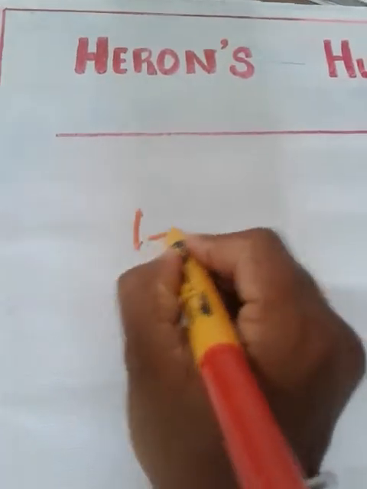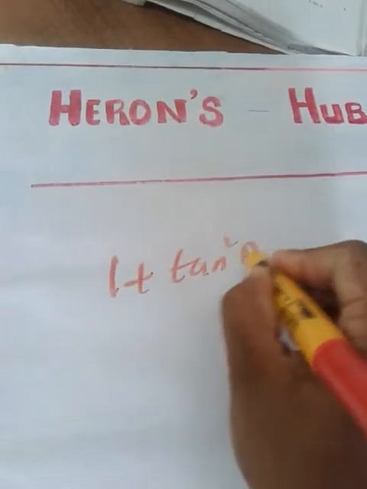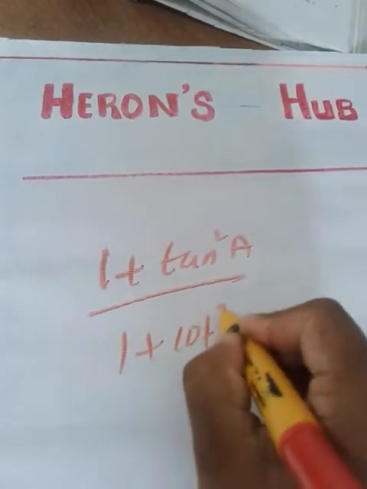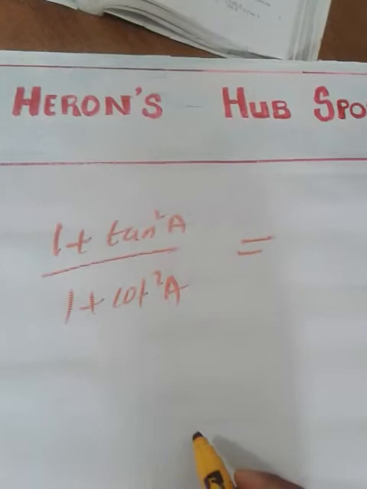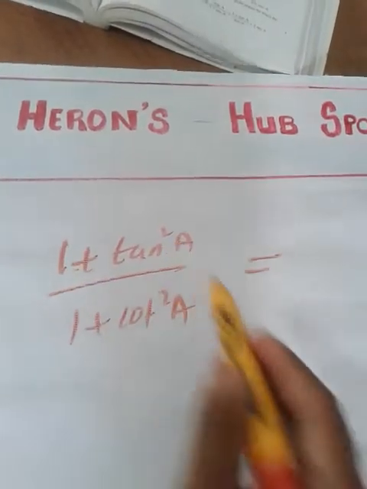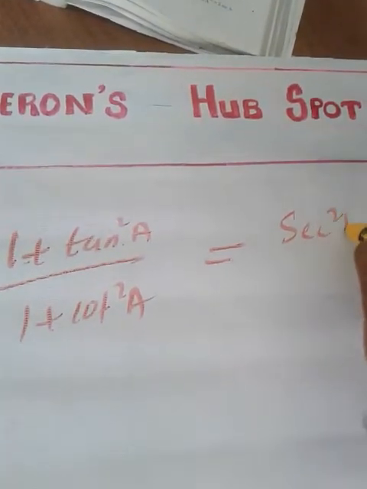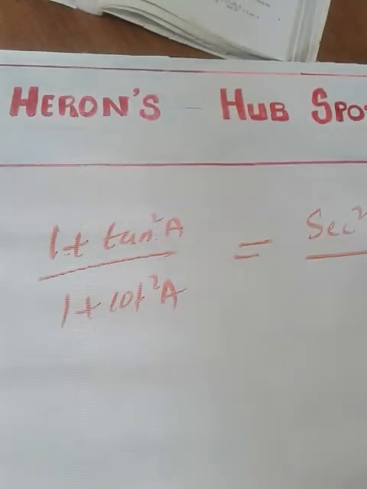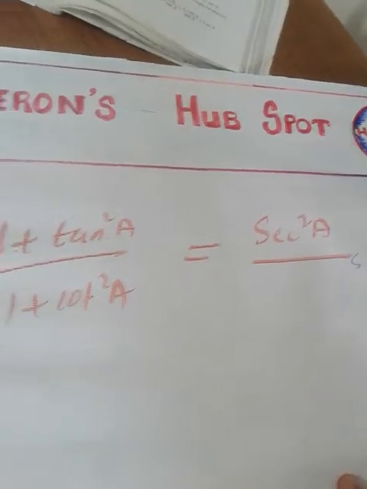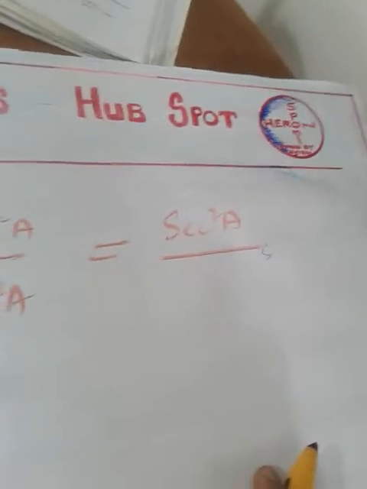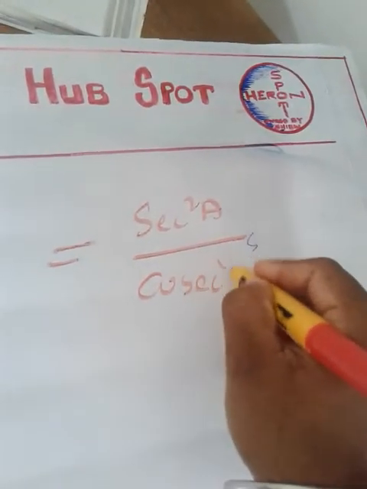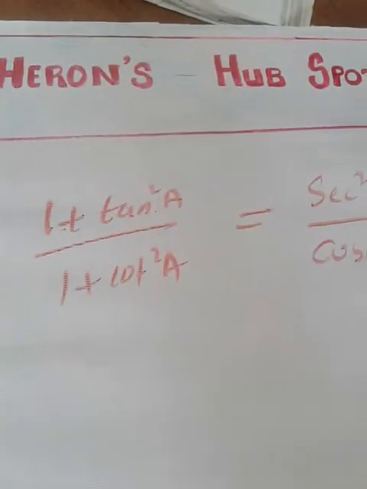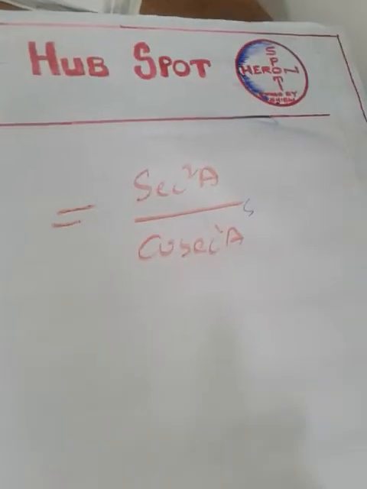Next question is evaluate (1 plus tan square A) by (1 plus cot square A). Very simple question. You can apply the identity directly. What is 1 plus tan square A? Sec square A, no? Why? Because we know that 1 plus tan square theta is equal to sec square theta by the identity. So 1 plus tan square A will be sec square A. Then what will be 1 plus cot square A? Cosec square A. Why? Because 1 plus cot square theta is equal to cosec square theta. So 1 plus cot square A will be cosec square A.